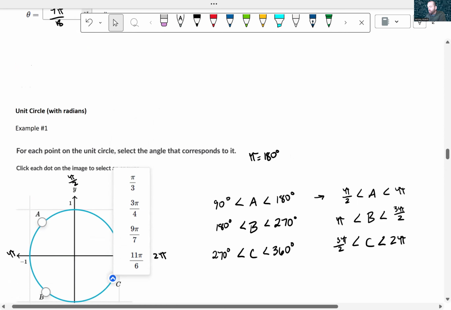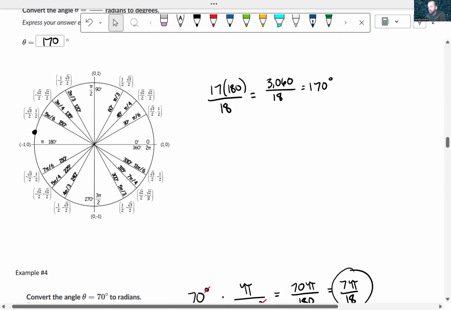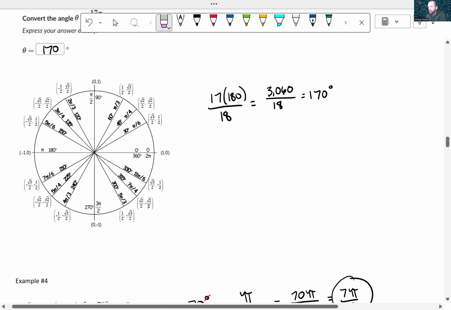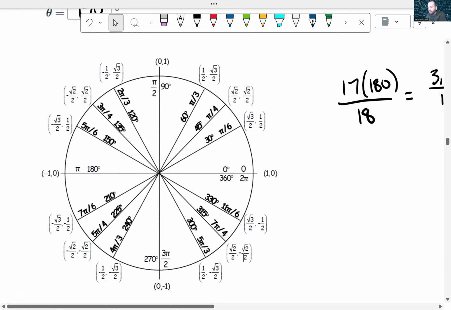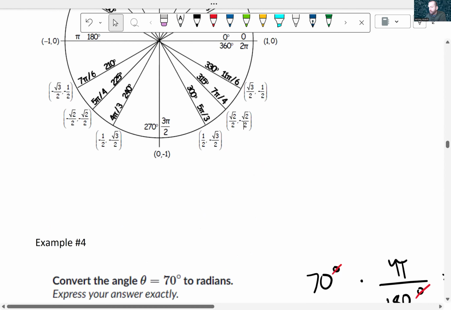If it's easier for you to look at the unit circle, you can take a screenshot of it, and that might be able to help you with some of these also. So let's go back to this problem now.